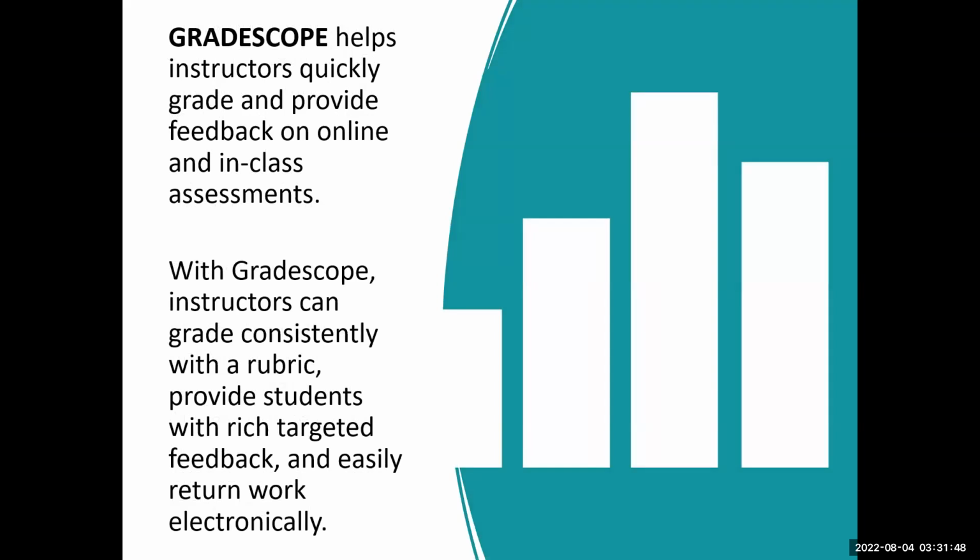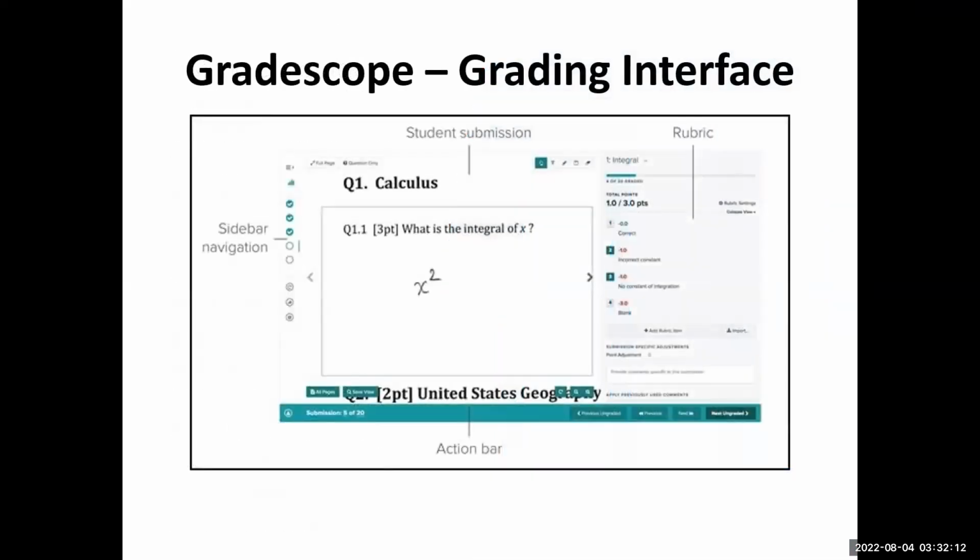GradeScope is another CIT-supported technology that facilitates assessment. Gradescope helps instructors quickly grade and provide feedback on online and in-class assessments. With Gradescope, instructors can grade consistently with a rubric, provide students with rich, targeted feedback, and easily return work electronically. This slide shows the Gradescope grading interface for a sample question and submission, showing the student submission on the left, the rubric on the right, and navigation actions at the bottom.